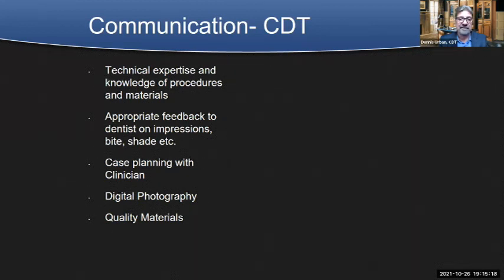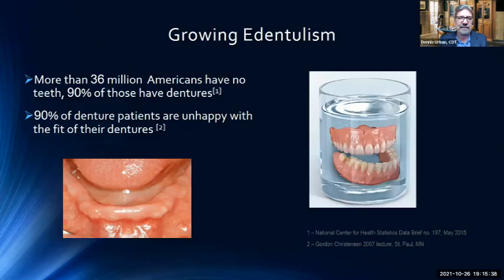And we love to have that digital photography, because if you're using the right tools, with a semi-adjustable or fully adjustable articulator and digital photography, it's like having the patient at the bench with us. Because like I mentioned before, we have to fill that big void with denture teeth. We want to make sure we're doing it the correct way, with good function and aesthetics. And of course, we want to use the quality materials that are necessary.